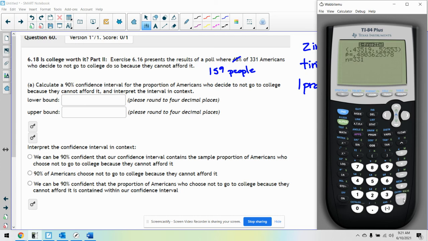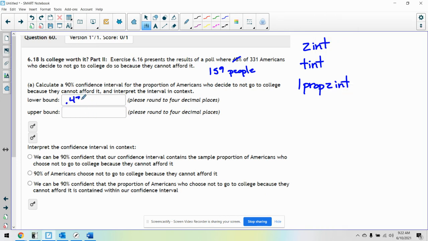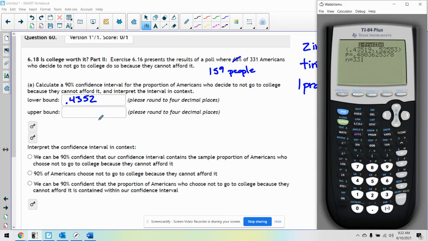Now we can calculate, and we get our lower bound to be, it's 4 decimal places. See, this is why it's so confusing, because now it doesn't want a percentage. So this is going to be 0.4352 up to 0.5255.